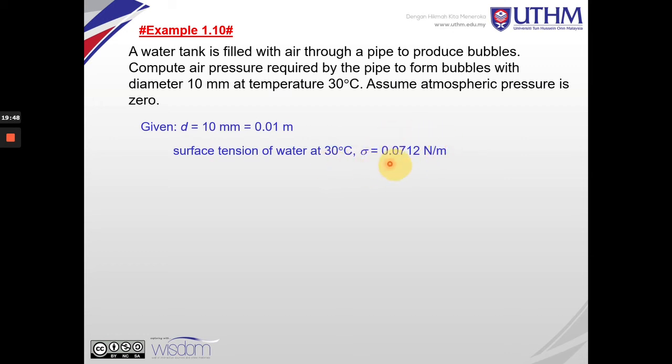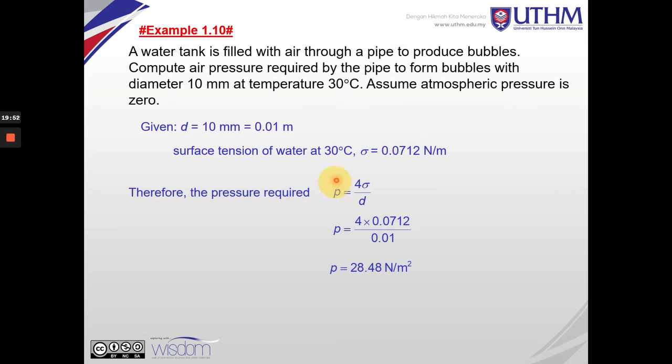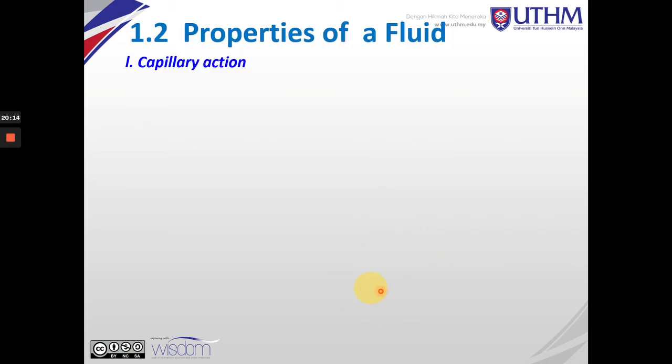Therefore, the pressure required P, using the pressure and surface tension equation, we just put all the values here. P is equal to 4 times 0.0712 divided by 0.01. So we get the pressure as 28.48 Newton per square meter. We get this value.